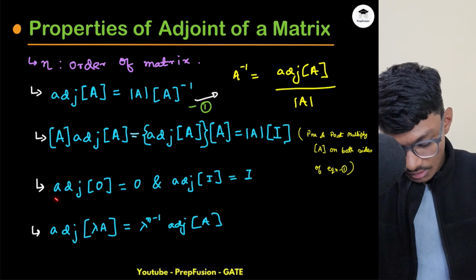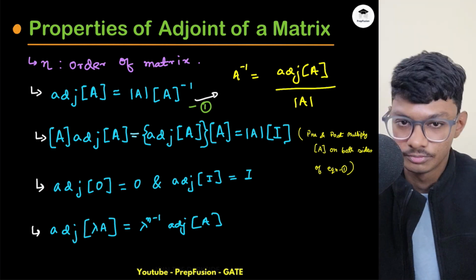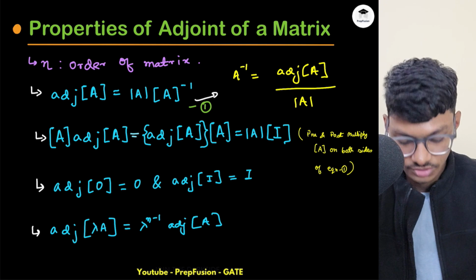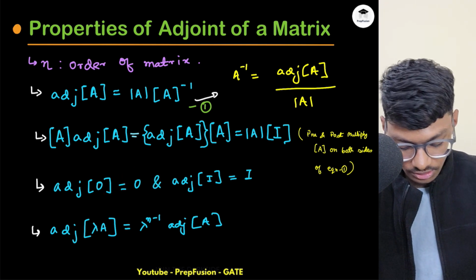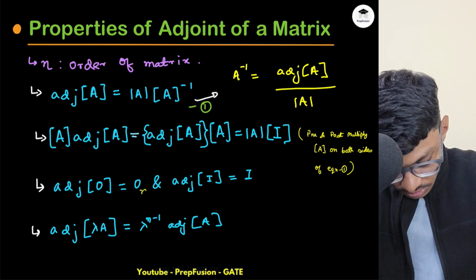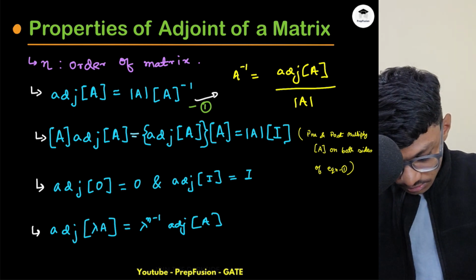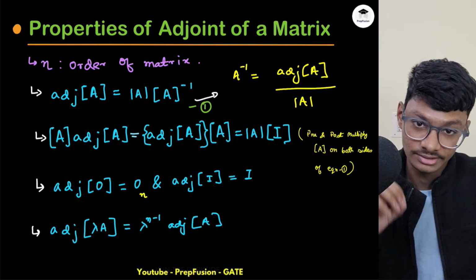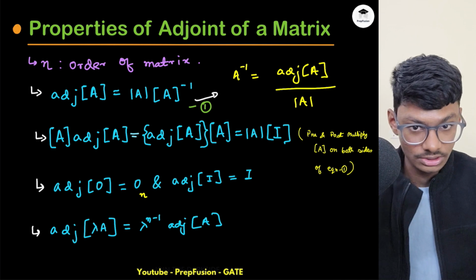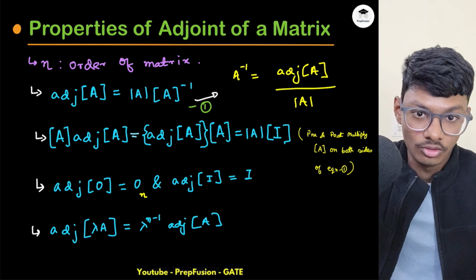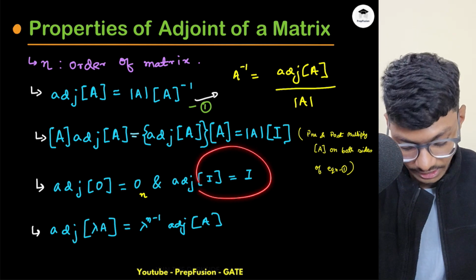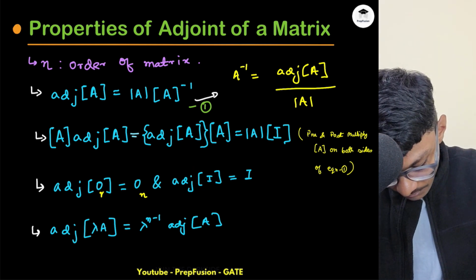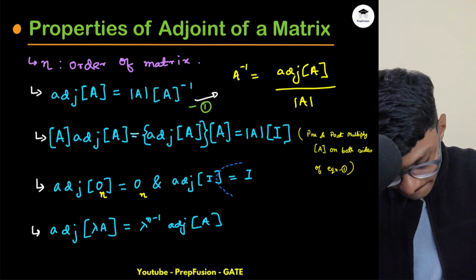Now what about the adjoint of 0? Adjoint of 0, basically the null matrix. If you find the adjoint of 0, it will be a null matrix because all the minors will be 0 itself. So it will be a null matrix of order n, obviously. Okay, I forgot to write the order. And adjoint of an identity matrix will be the identity matrix, because it is a diagonal matrix and all of them are 1 itself. So 1 by 1 is 1, 1 by 1 is 1. That's why it is an identity matrix itself. This is also of order n.